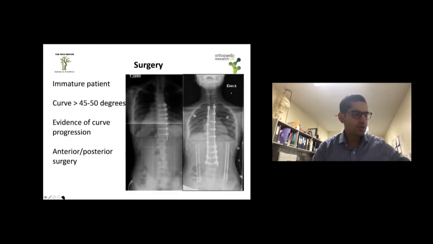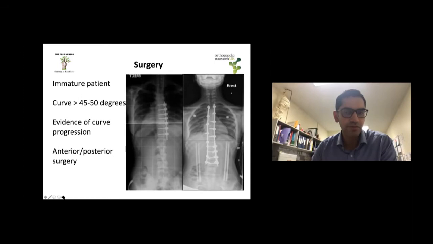So when do you consider surgery? Overall, about 10% of patients with adolescent idiopathic scoliosis will progress to surgery. So surgery is generally indicated to treat a significant clinical deformity. A significant clinical deformity would be a curvature of 45 to 50 degrees, and also to correct a scoliotic deformity that is likely to progress.